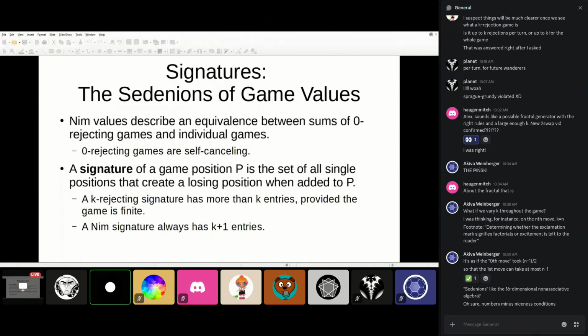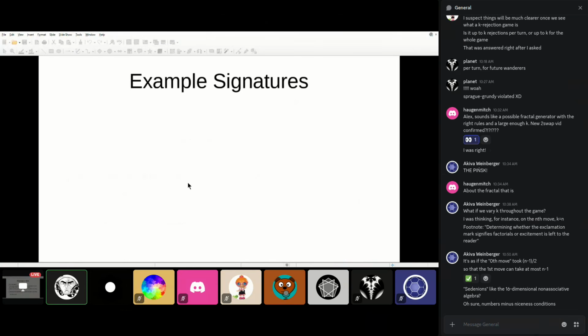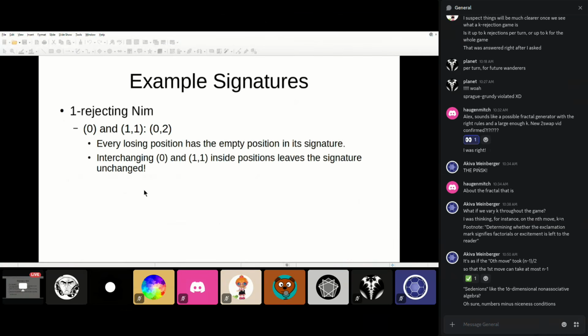Can we see an example? Can we see what the signature is of a small case? Yeah, sure. That is going to be on my next slide here. Example signatures for one rejecting Nim. The empty game and the game with 2 1 heaps both have the signature 0-2. So these games are both losing if I add the empty game to them, and they're both losing if I add a 2 heap to them.